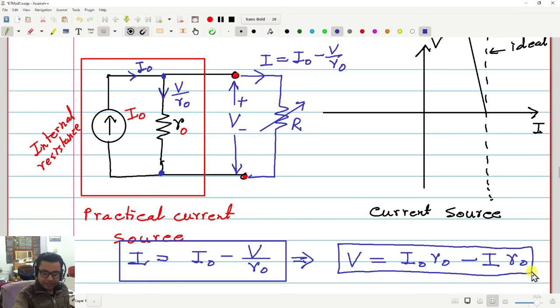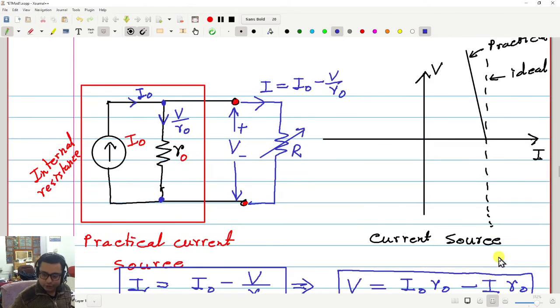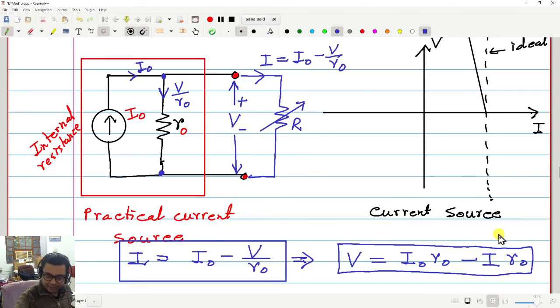Yeah, right. Okay. So now you can plot the graph of V versus I, how it looks like. It will be a straight line, okay, with positive intercept and negative slope.